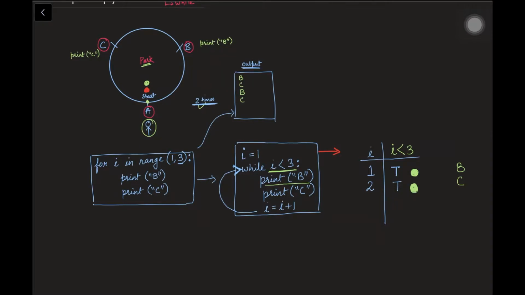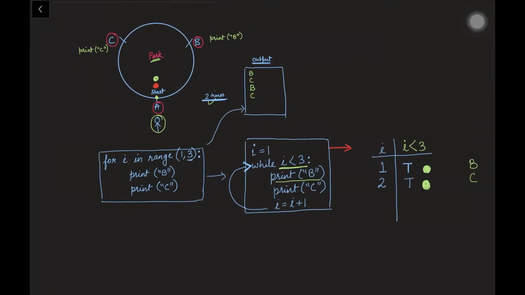It will again enter the loop. Inside the loop, the statement is print B and then print C. So these two things came in the output. So after you got green signal in step 2, you will move to print B and then to print C. So these 4 statements got printed in the output. Now again I will be incremented by value 1. So now the current value of I will become 3.